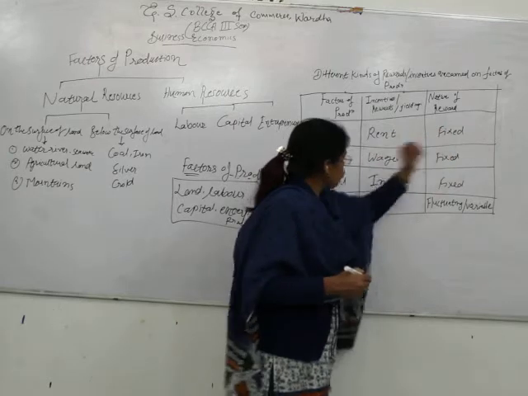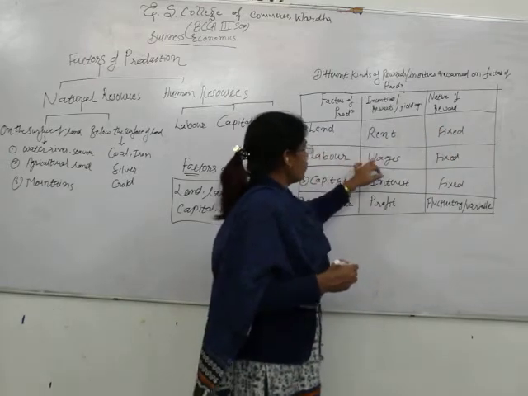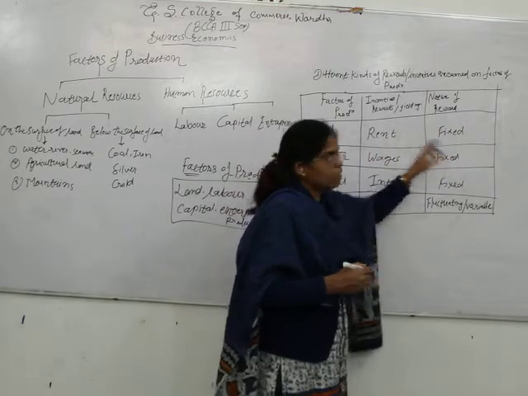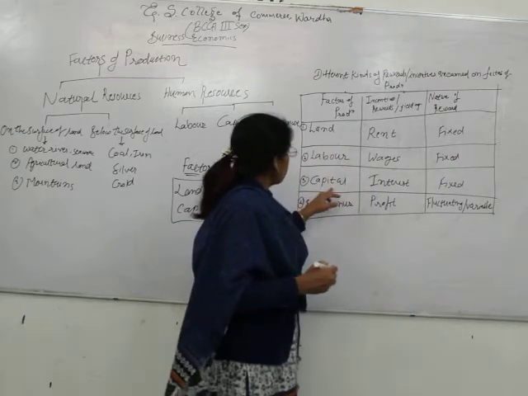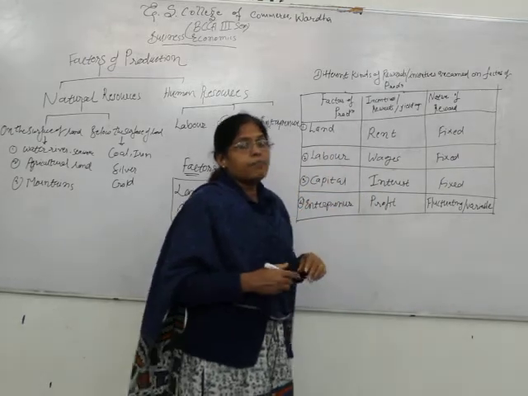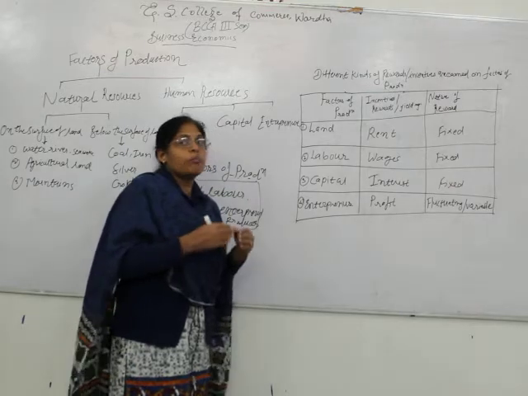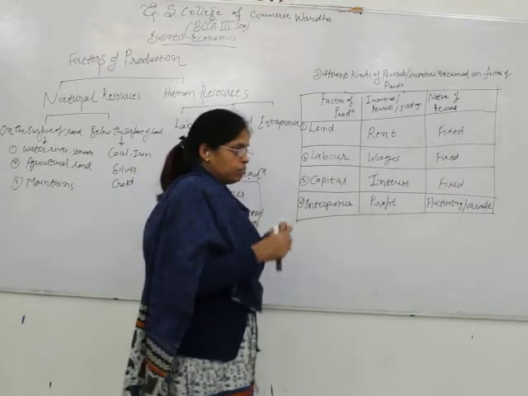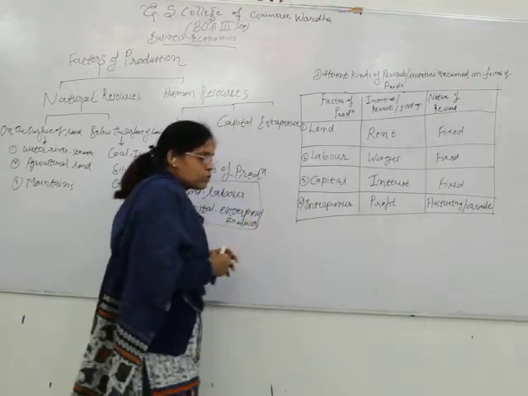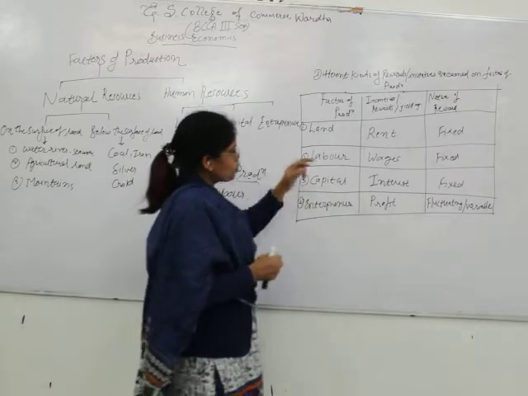Here rent is also fixed. In the case of labor, wages are earned and these wages are also fixed. Third is capital. Capital means the savings, investment or money which is used for the purpose of production. That is also called capital.